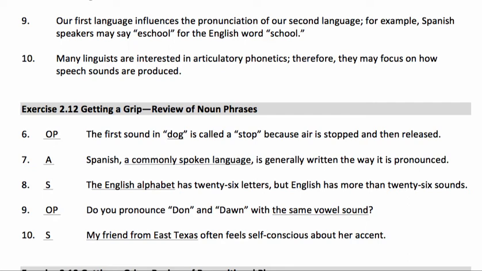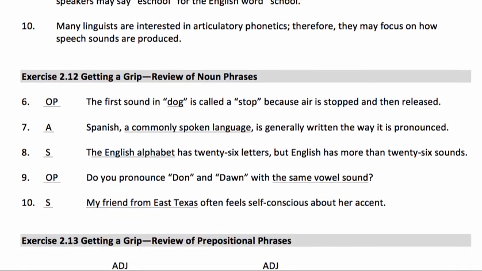Number 9, again we have an OP. We have the preposition with. It's followed by the object of the preposition, the same vowel sound. Number 10, my friend from East Texas. This is the subject. It is the first noun phrase in the independent clause.